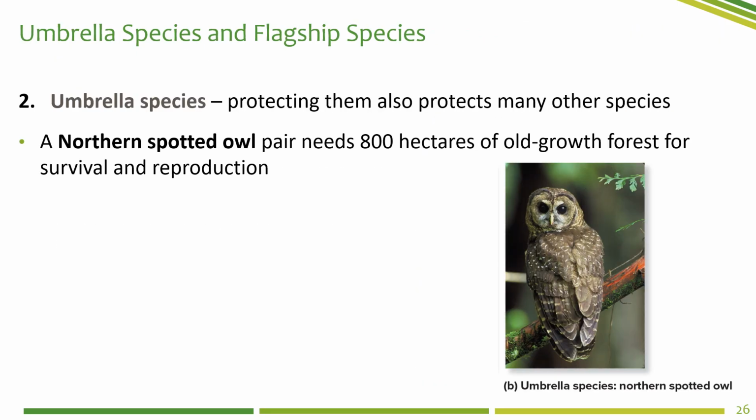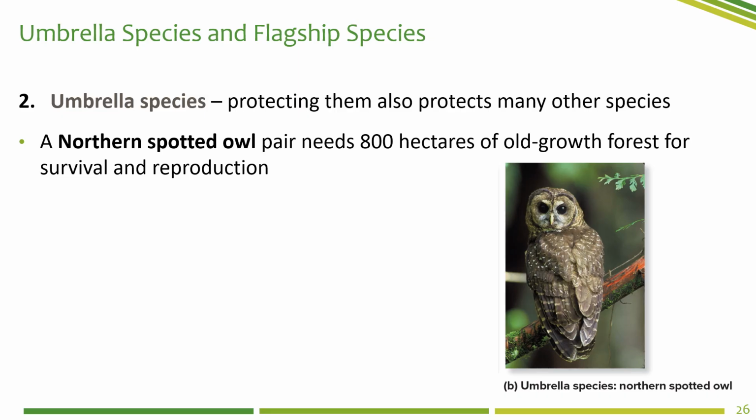An umbrella species is a species whose protection by default protects other species as well. So by determining an umbrella species in an environment, you can use the efforts that are directed specifically at this organism to affect your conservation of a greater community.